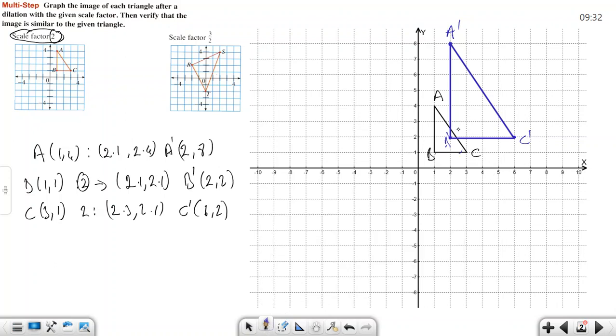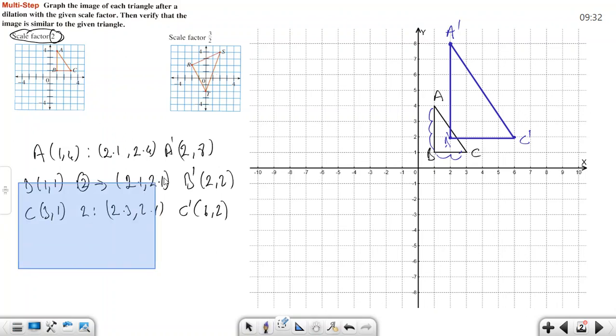That's how we draw the image. You can check the similarity rule, side-side-side. You can count AB and BC: the lengths are 3 and 2, so the new lengths are 6 and 4. To calculate AC, you need to use the Pythagorean theorem. That's the first example and how we draw it. It's a right triangle, so it's easy.